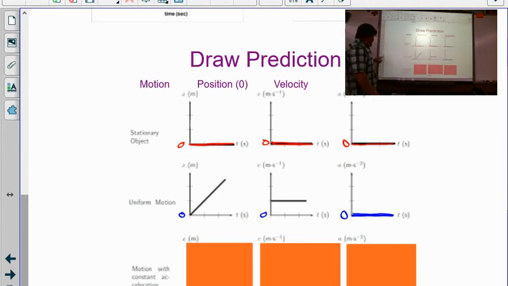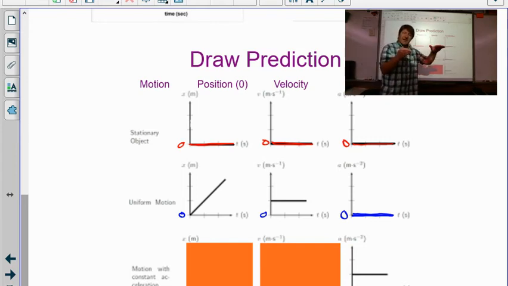okay? So for motion with a constant acceleration, and I'll probably show this to you guys when we do this in the beginning, I find it easier, whichever one it tells you, it's easier to start with that one. So like a stationary object, I'd start here. Uniform motion, I would start here usually, because I'd say, all right, uniform means constant. So I just think constant in my head, I can draw a flat line. So motion with a constant acceleration. Well, that's like this, except now I'm talking about acceleration, okay?